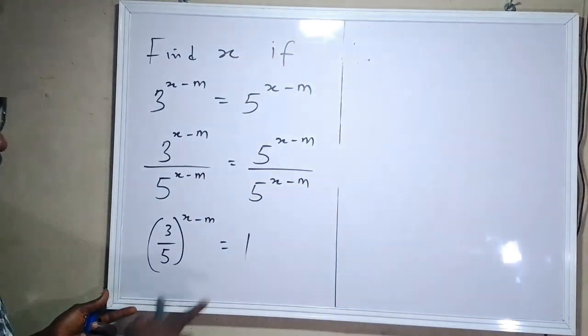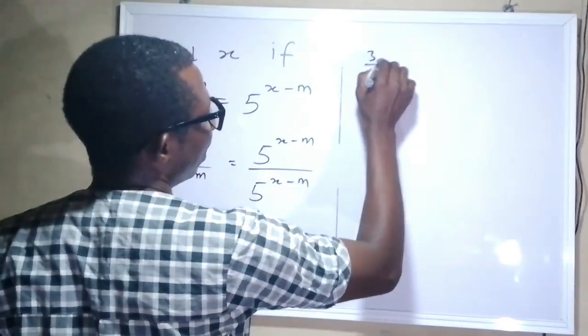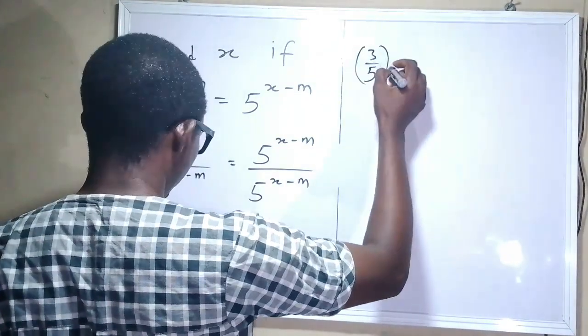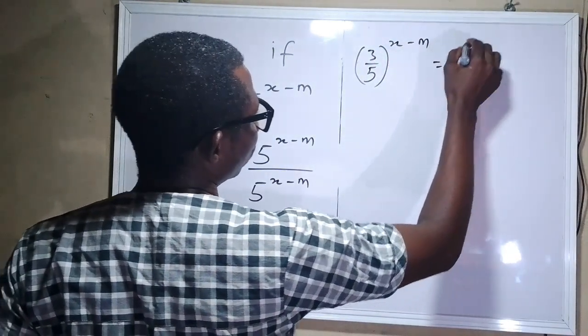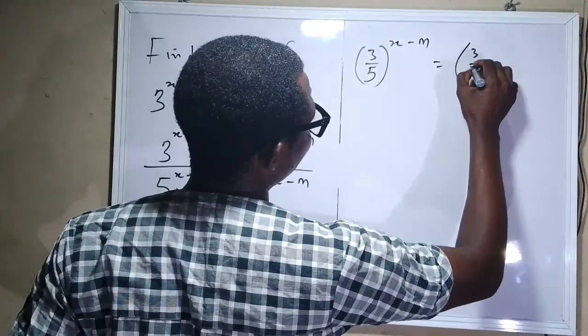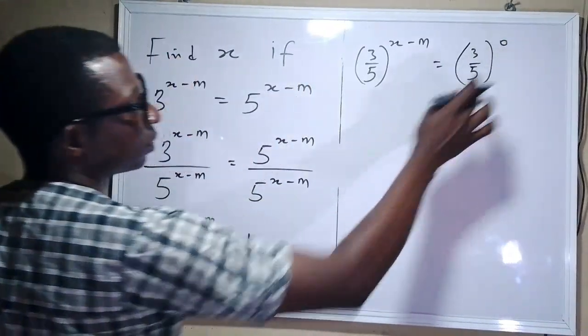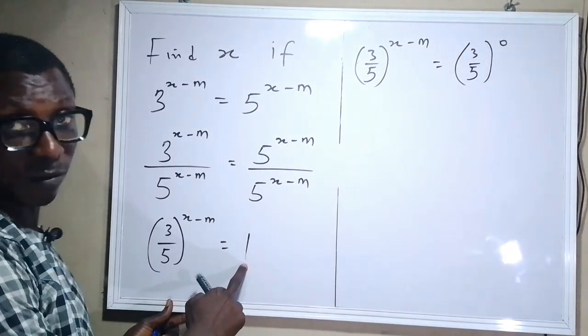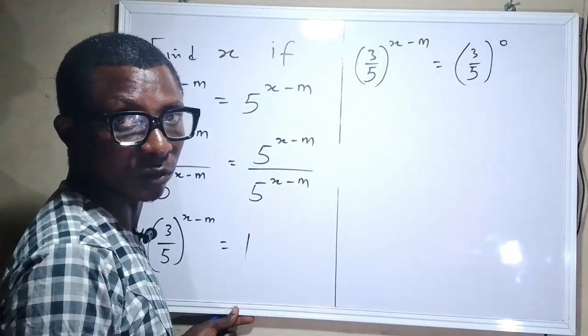Now we have 3 over 5 raised to the power of x minus m equals 3 over 5 raised to the power of 0. This is the same thing as 1. Any number apart from 0 raised to the power of 0 is 1.